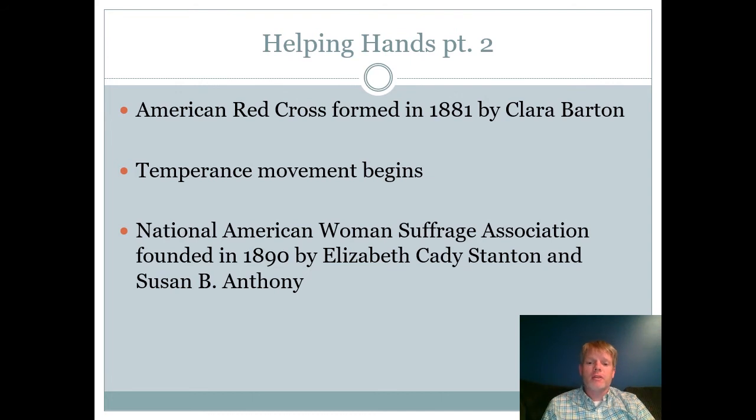National Women's Suffrage Association is also founded in 1890 by Elizabeth Cady Stanton and Susan B. Anthony. Similar to temperance, it will still be 30 years until women get the right to vote, until the suffrage movement is successful. But the suffragettes have been meeting really since 1848 in the Seneca Falls Convention, and in 1890 this National American Women's Suffrage Association is officially formed to consistently fight for the right for women to vote.